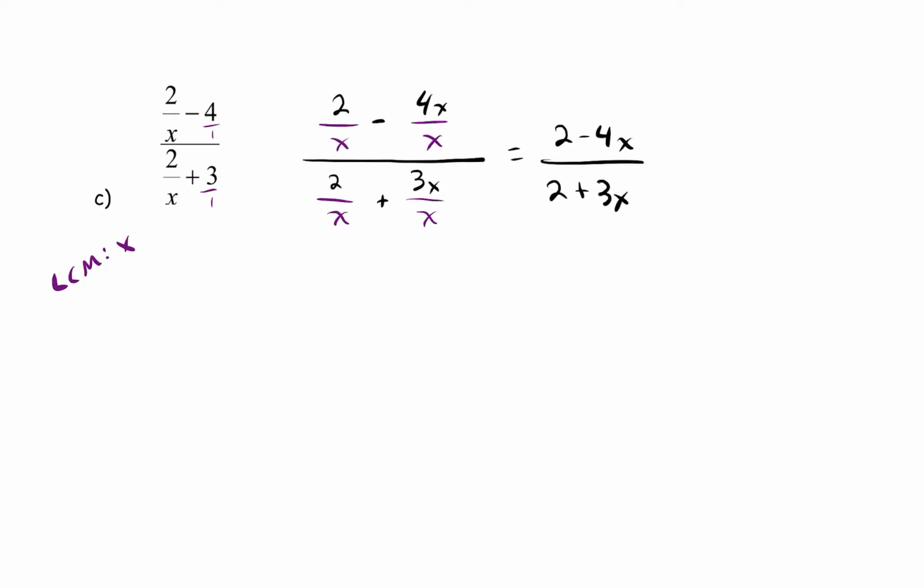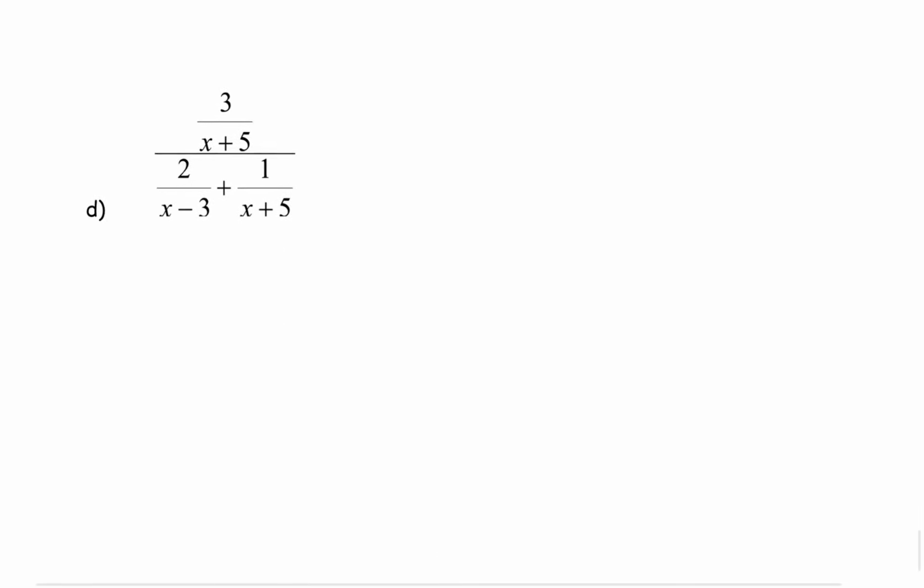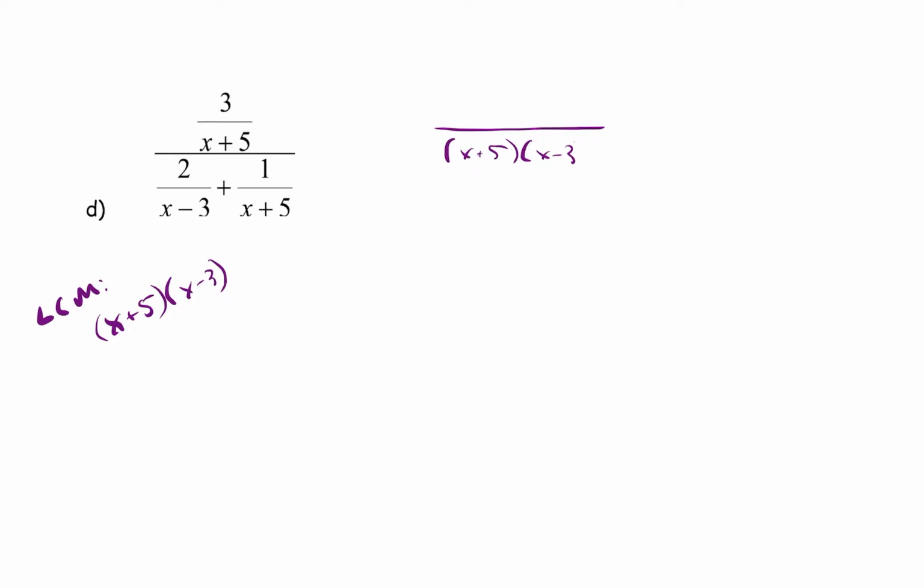Let's go ahead and do one final example. Okay, we've got to find our LCM. Okay, LCM, first step to these. We have x plus 5 is one of our factors, and we have x minus 3 is our other factor. So there's our LCM. Write the denominator, x plus 5, x minus 3, in each of the fractions.